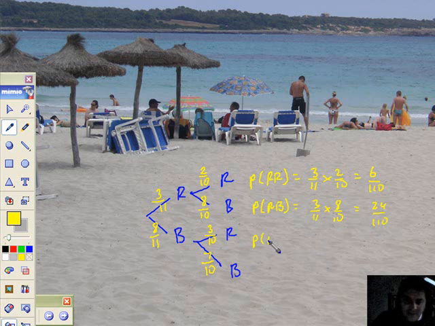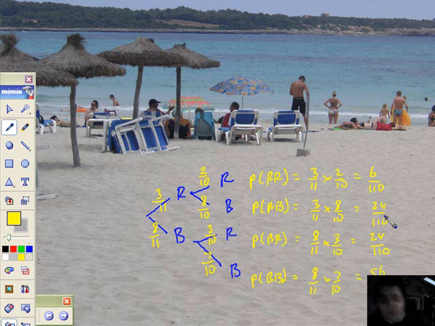Next one, probability of going blue followed by red is going to be 8/11 multiplied by your 3/10. 24 over 110. Last of all, probability of going blue pen followed by blue pen, or is it pencil? I can't remember. Yeah, pencil, is going to be 8/11 multiplied by 7/10. 8 7s are 56. 56 over 110. So that's all the tree diagram and the various probabilities that ensue from that.